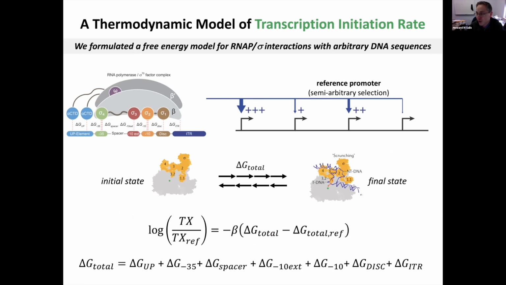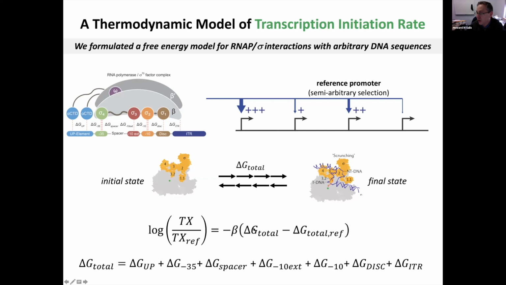So you can go through all this model development and get to this point at the very end. And so we have measurements on the left, a log ratio between the transcription rates of our promoters as compared to the transcription rate of our reference promoter. So Tx over Tx ref. And that is going to be equal to negative beta times the difference in binding free energy between our promoter of interest and the reference promoter. And so here we really have a delta delta G.